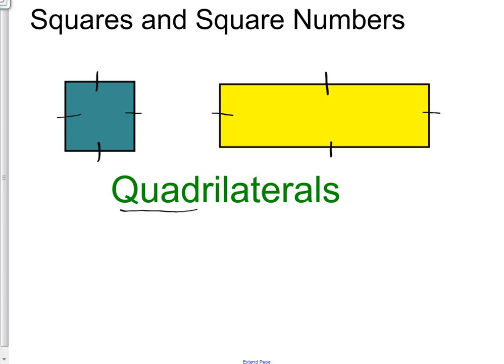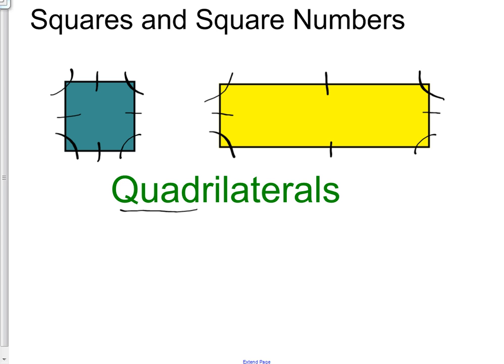Also, another similarity between these is that they all have 4 90-degree angles. Which leads us to an interesting distinction between these two, because ultimately all squares are rectangles, but not all rectangles are squares. That's a little logic puzzle for you.